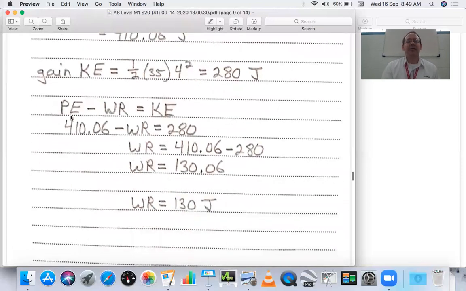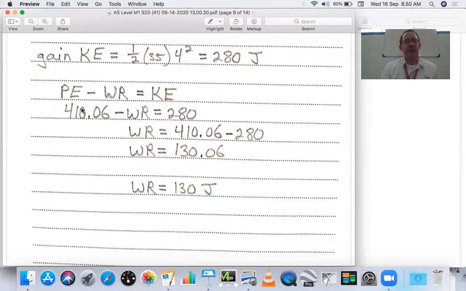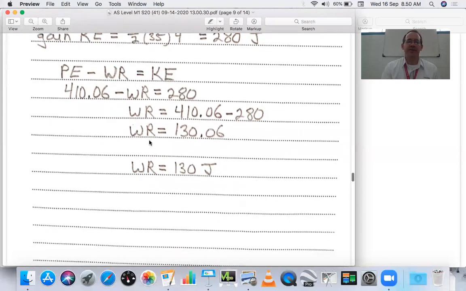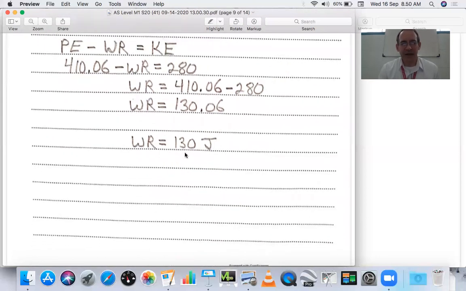So in this case, our potential energy does not equal the kinetic energy. We lose some of that potential energy to the work done against resistance. In other words, not all of that energy is converted to kinetic energy. So we have the 410 joules of potential energy and the 280 joules of kinetic energy. Now we can solve for the work against resistance that is lost from the change of potential energy. Subtract the 280, and our work done against resistance comes out to 130 joules to 3 significant figures.